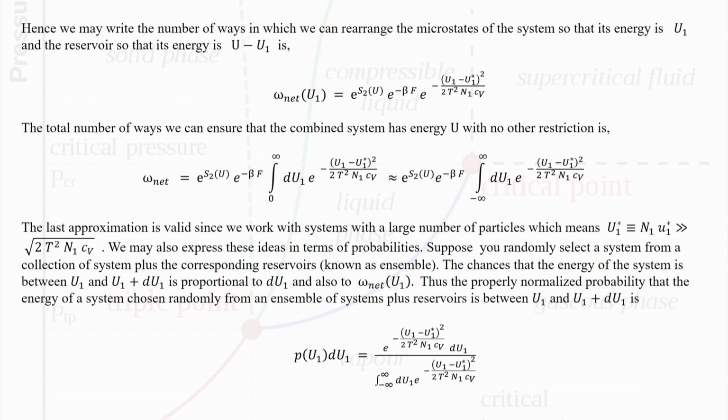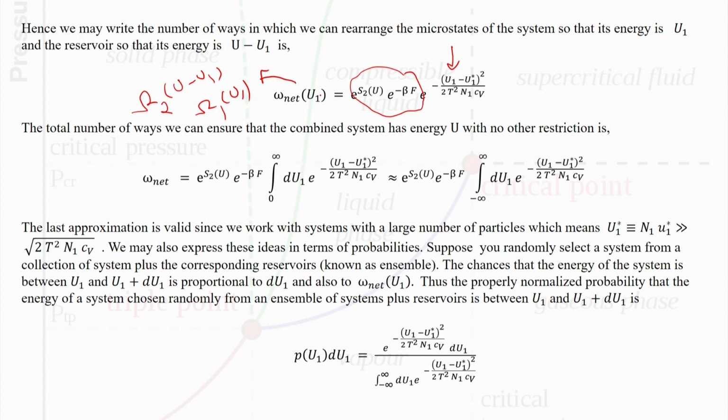Now let us rewrite the net way of doing things. I have given a new symbol to this, so I do not want to confuse people, so let me write down what this is. This is nothing but U minus U1 times omega of U1. Notice that it is still a function of U1, because I am taking into account fluctuations. I have not replaced U1 by U1 star, so U1 is still available. If I choose to replace U1 by U1 star, I get back my old result, which is this.